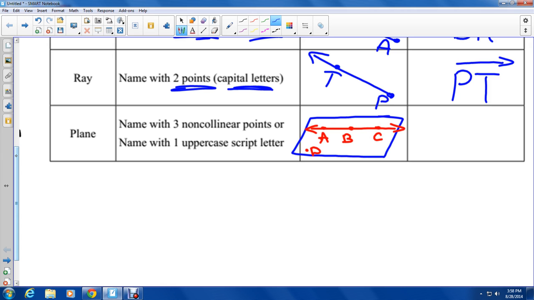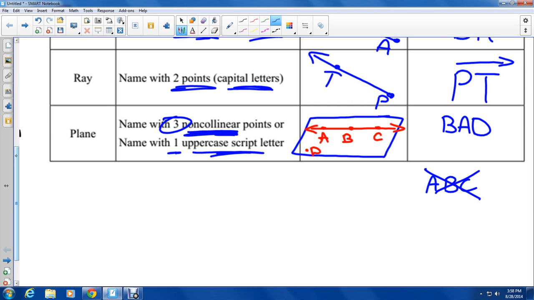So we're naming this guy. We would name it B, A, D. No need to put the word plane in front of it or anything of that nature. Just B-A-D. You cannot name it A, B, C. That is a big no-no because it says here 3 non-collinear points. So they can't be on the same line. It does say 1 uppercase script letter. So if we wanted to do an uppercase script P, then you could name it with an uppercase script P. So that's why I said lowercase script letter for a line, uppercase script letter for a plane.